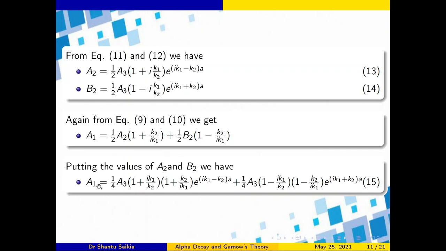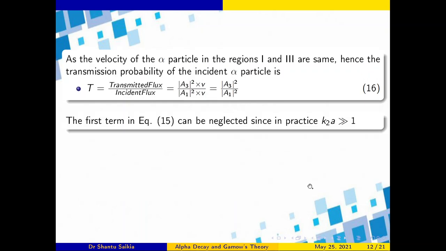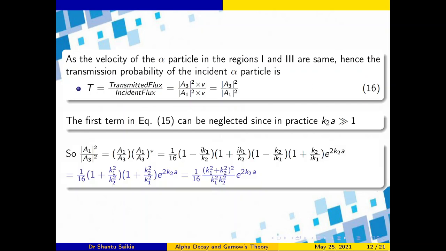Writing the conjugate of A1 by A3, what we get after doing that, A1 by A3 and its conjugate, is an expression with e to the power 2 k2a. We can simplify this as 1 by 16, 1 plus k1 square by k2 square, into 1 plus k2 square by k1 square, whole square, e to the power 2 k2a.